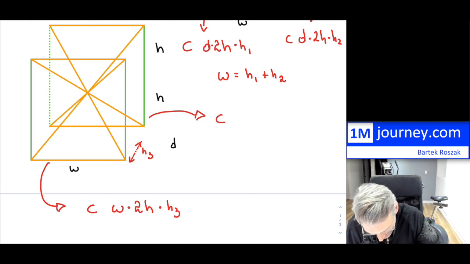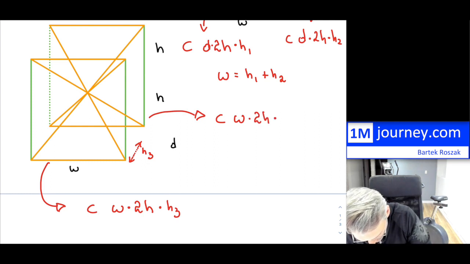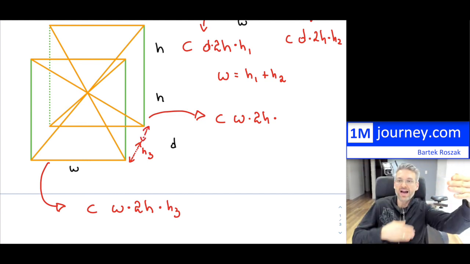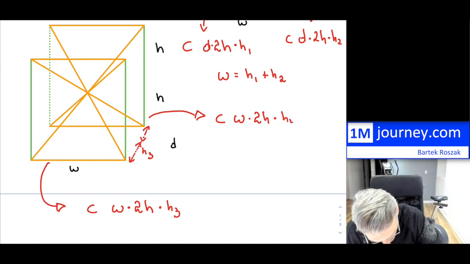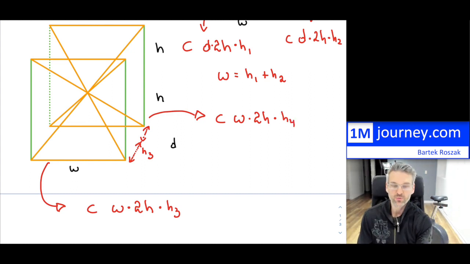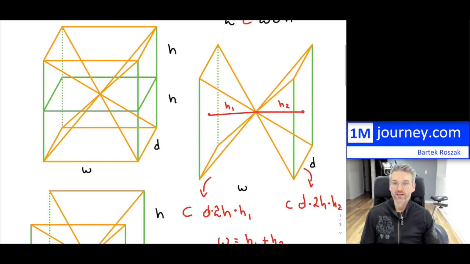Now the back, again, it's still W times 2H, but its height is going to be this height right here from the back to the apex, and that is going to be H4. So that's what I have now. So I have deconstructed my prism into really 6 pyramids.